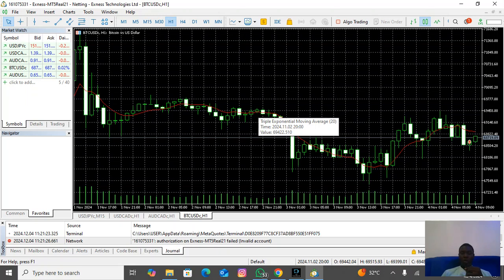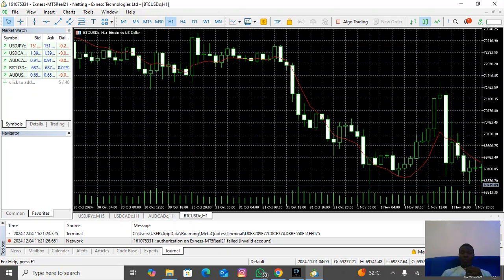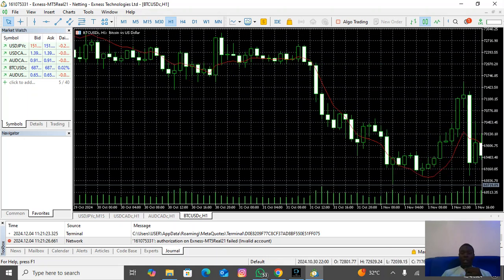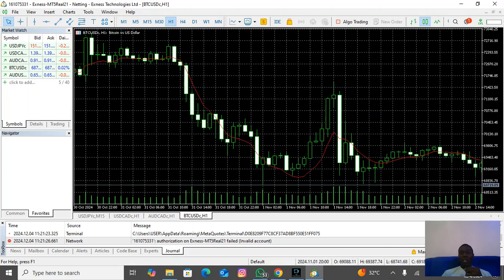Some people use it to indicate the trend, the current trend of the market. As you can see, the indicator is going up. Even a baby can identify that this indicator is going up, so the trend is upward. Right here you can see it's going down, so the trend is downward. Those are the two common things people use it for.